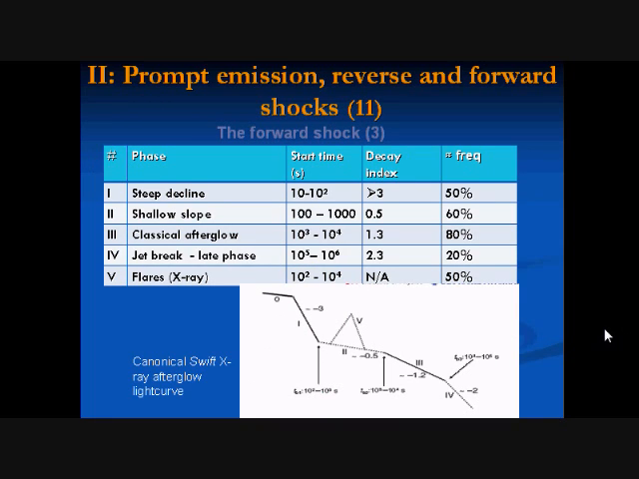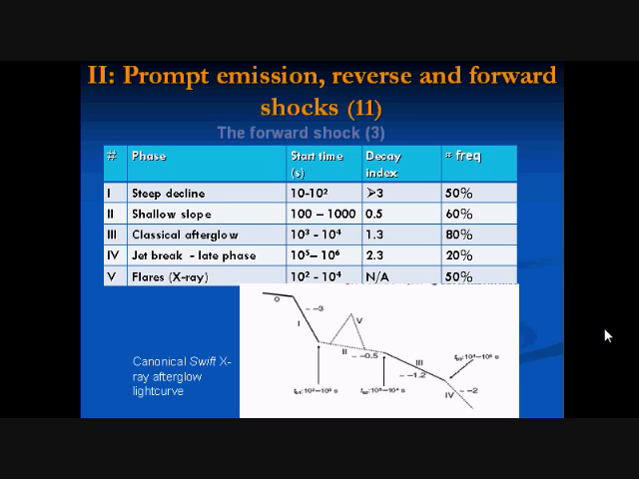Some of the forward shock features recently seen by the Swift satellite are in the XRT. In the XRT, after the gamma ray emission is over, the light curve shows a very steep decay, then possibly a bump, then the typical decay, and then the jet break. These kinds of features have been seen in approximately one third of GRBs. That's called a canonical XRT afterglow light curve.